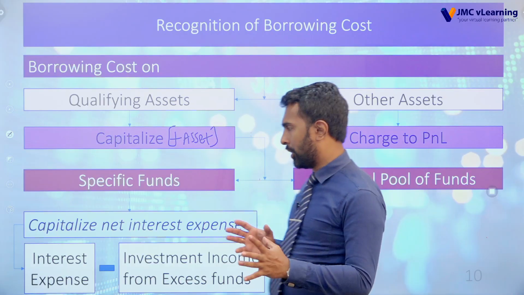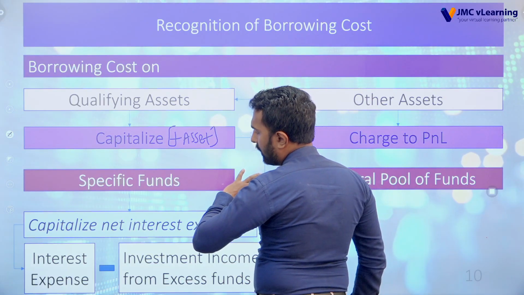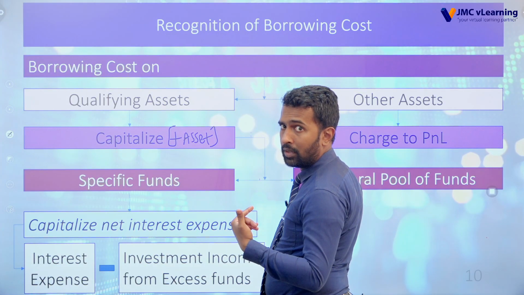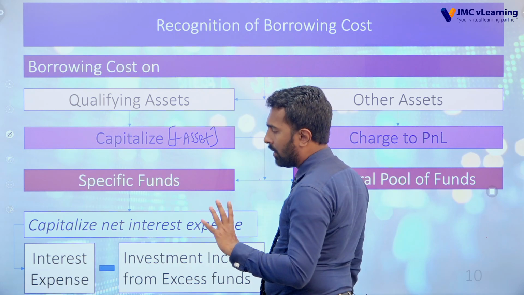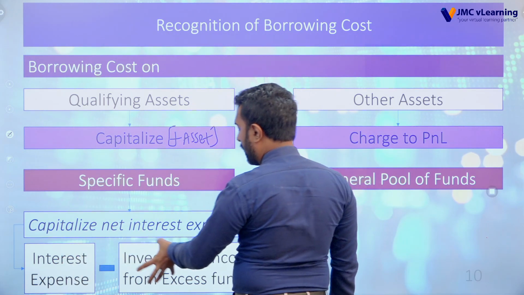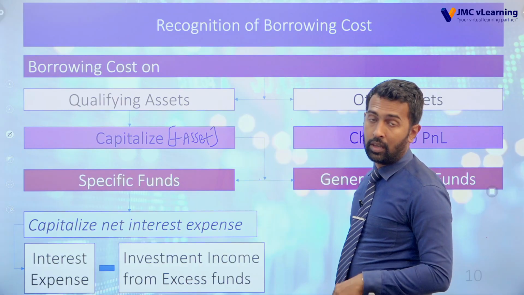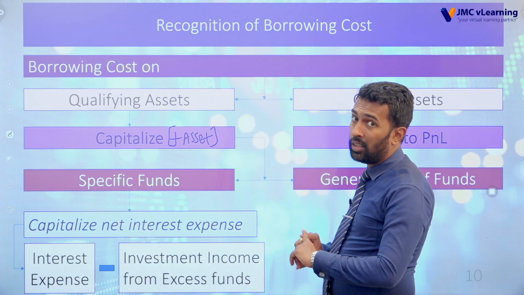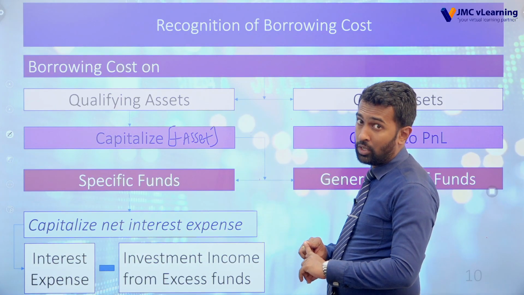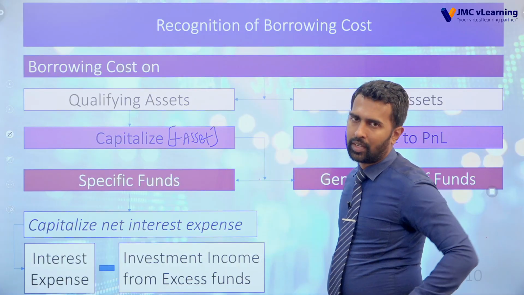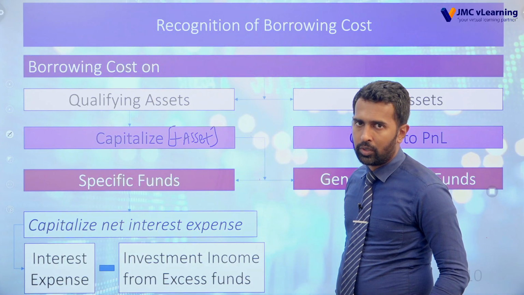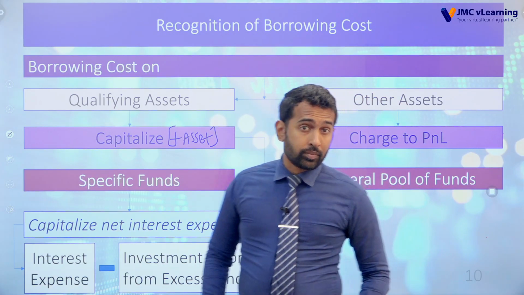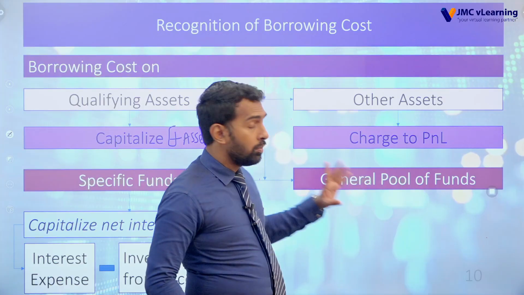In such a situation, the interest is calculated on the entire 5 billion loan. From the interest expense, you are going to deduct investment income, if any. So, thus the net interest expense, the net interest, you are going to capitalize. Clear? You are going to capitalize. Okay? Right. Then we will come to the general pool of funds.